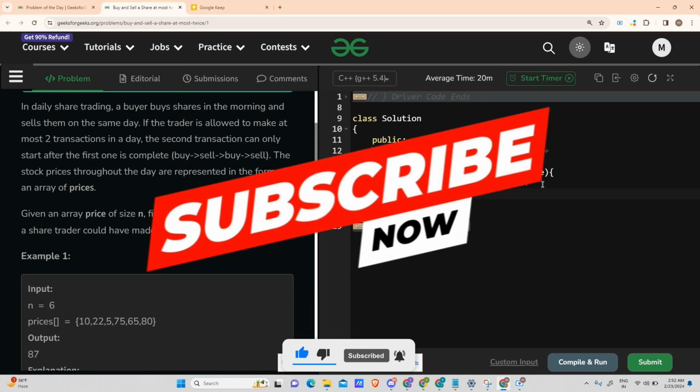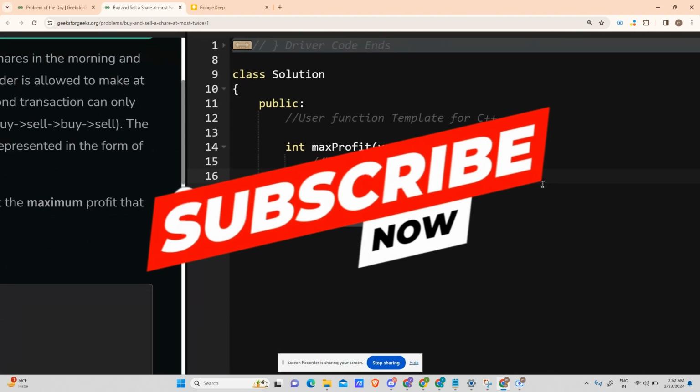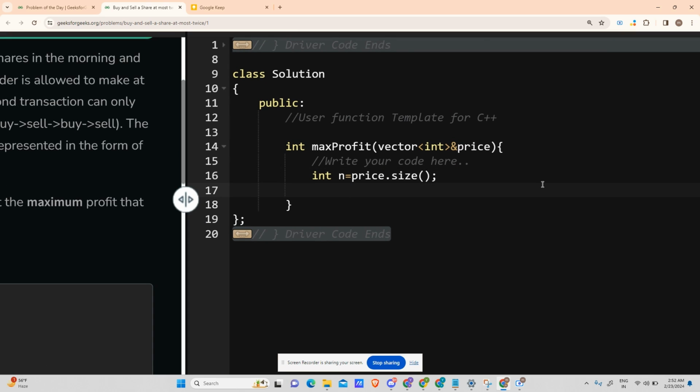So we will move on to the coding area and do the code efficiently. What I will do is I will first take my size, price dot size. Let me zoom in a little. Okay, what was the second thing? We have to create a vector of temp, name it as n, and initialize it with 0, right?